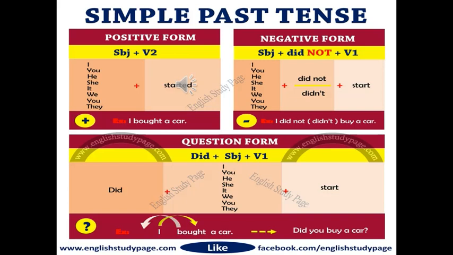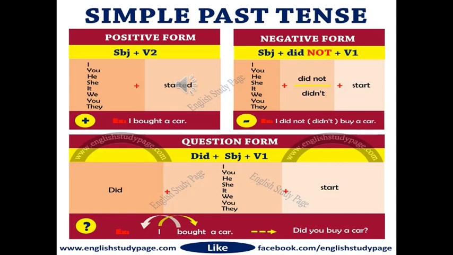For framing assertive or positive sentences, we use subject plus second form of the verb plus object in simple past tense. For example, I bought a car. In negative sentences, we use subject plus did not plus first form of the verb plus object. For example, I did not buy a car.